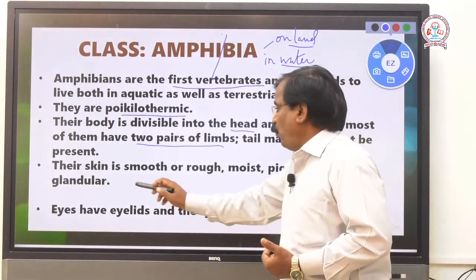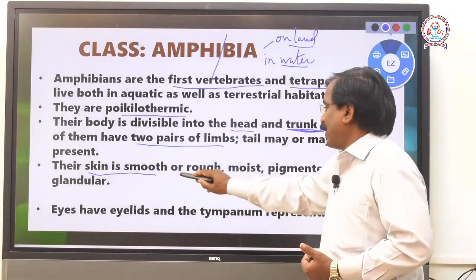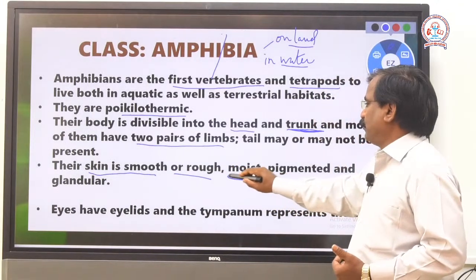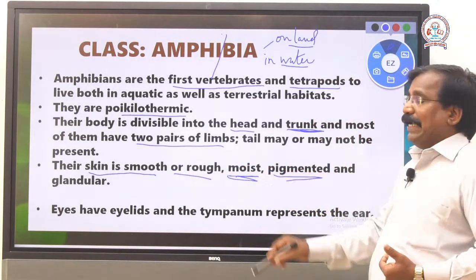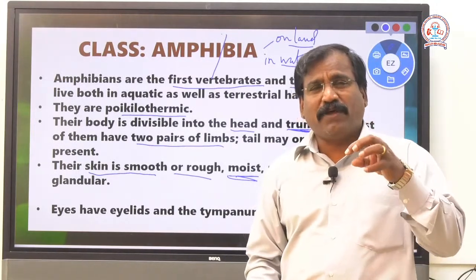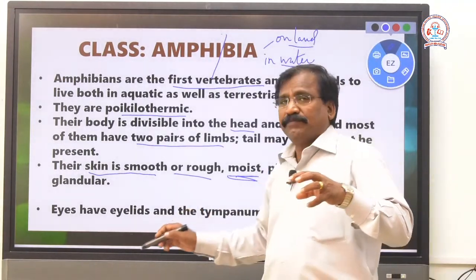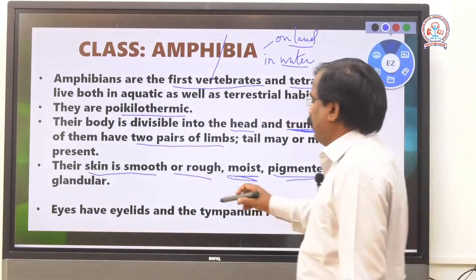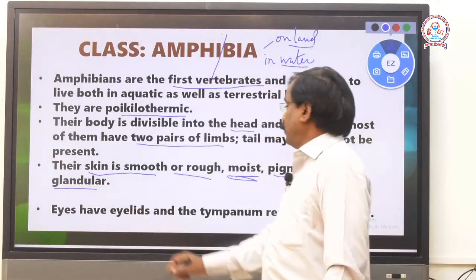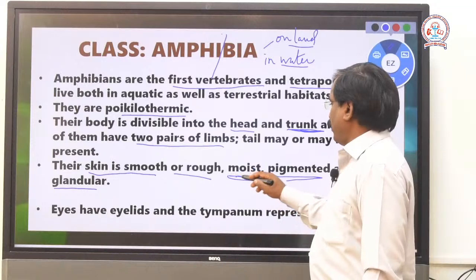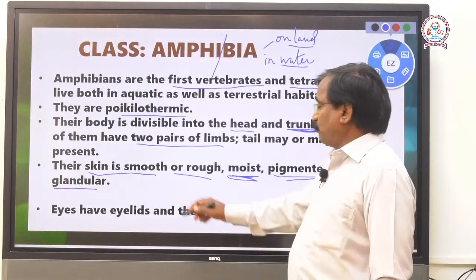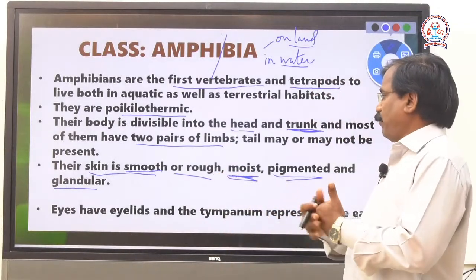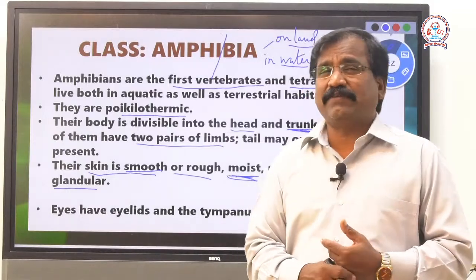The skin is smooth or rough. If it is smooth, it is moist, pigmented and glandular. The glands secrete mucus, so the skin is moist and slippery. That is because the skin contains glands which make the skin moist and smooth. Sometimes there are no glands, and then the skin is rough. Usually in toads, the skin is rough in nature.